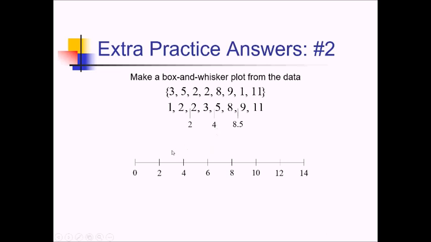So this data is kind of clustered on the left half. And then for my box, that's going to go from my lower to my upper median. So from 2 to 8.5, which is somewhere around here. And now for my whiskers, that's going to go from my min at 1, which is over here, to my max at 11, which is all the way over here.